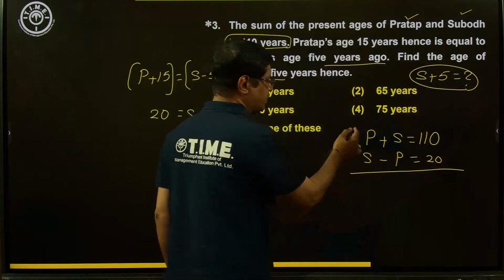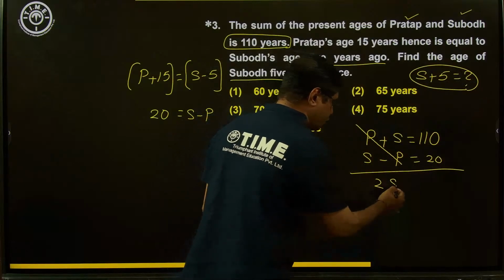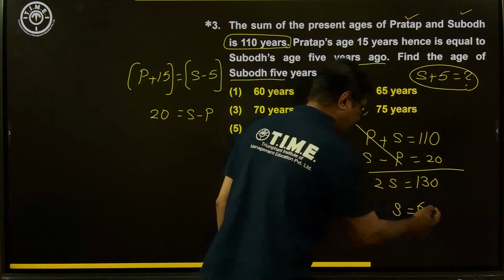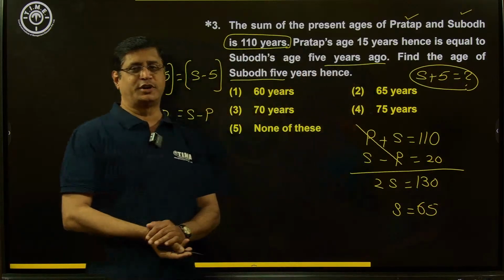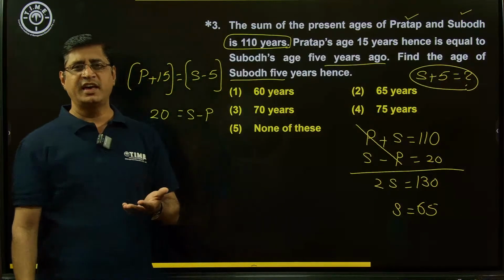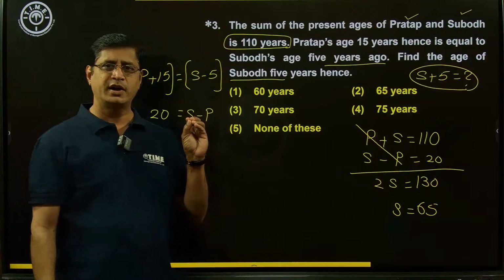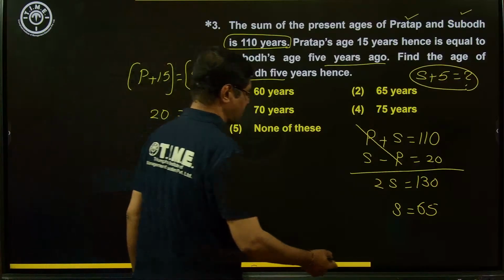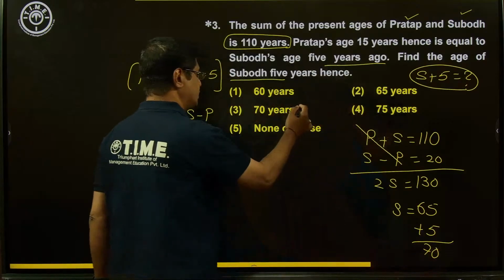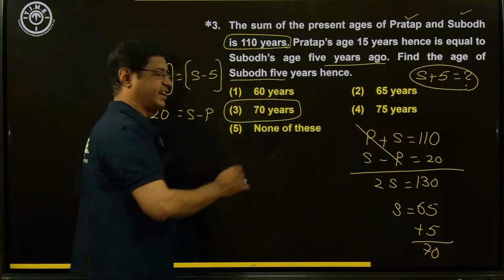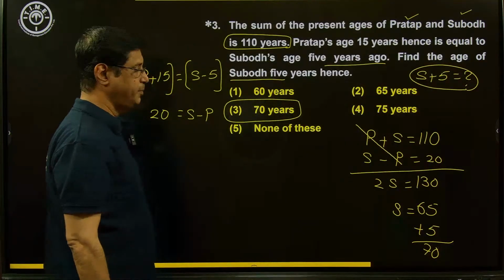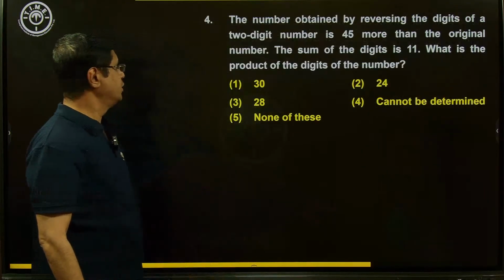By adding these two equations, P gets cancelled. Now 2S is equal to 130. The value of S is equal to 65. Yes, my dear students, please mark the right answer. When S is equal to 65, what is the age after 5 years? Add 5 to 65, it becomes 70 years. The right choice for this is option 3. The third choice is the right answer. Okay, now let's look at the next example on your screen.